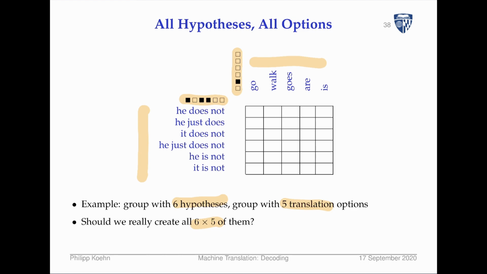Do we really need to explore all of them? This now has nothing to do with how big the stacks are going to get. That's another story. It's just, should we even do the computation to produce unlikely things? And the idea behind cube pruning is to not do that.